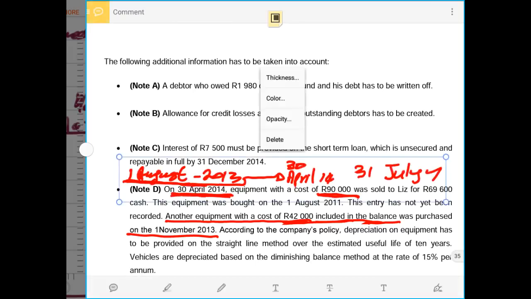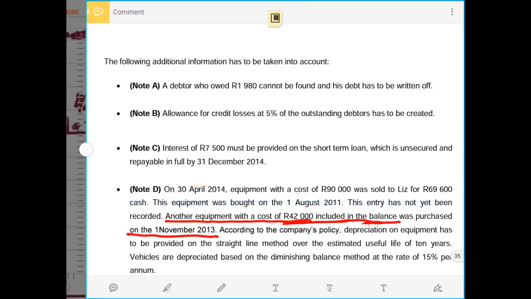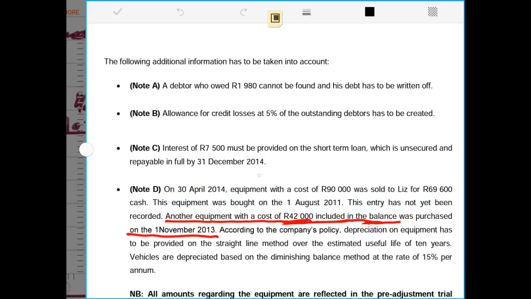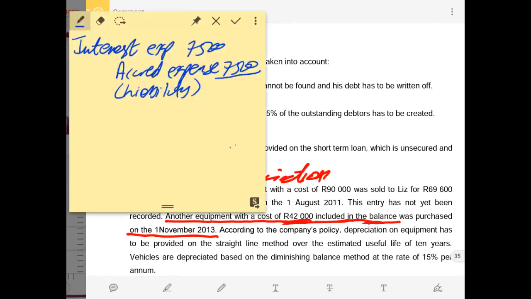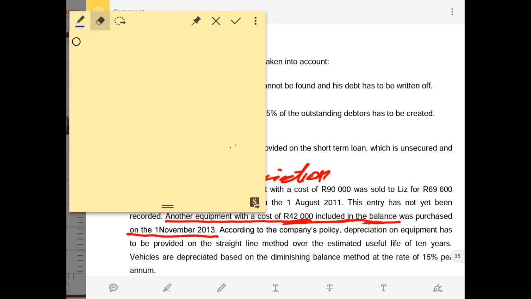So that means the depreciation for the current year for the sold equipment will be for 9 months, from August 2013 until April 2014, the date on which this asset was sold. So now we have to calculate the depreciation for the sold equipment for the current year.